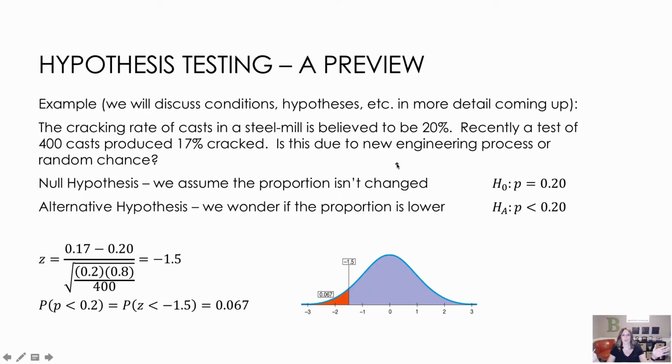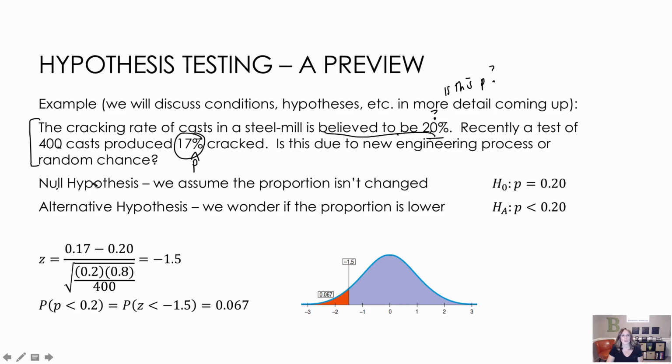Here's just sort of a big overview, and of course a lot of this you're not going to quite understand yet, but this will give you an idea of what we're moving towards. So we'll talk about conditions and all of those things in a little bit, but let's say here's our question. The cracking rate of casts in a steel mill is believed to be 20%. Okay, so believed to be, meaning that's not our p-hat. This is what we're saying, is this p? Is this the actual population proportion? That's what we're testing. Recently, a test of 400 casts produced 17% cracked. So that's actual statistics that we found. That's p-hat. Is this due to the new engineering process or random chance? So basically they're saying, hey, let's check whether or not it's actually 20%.